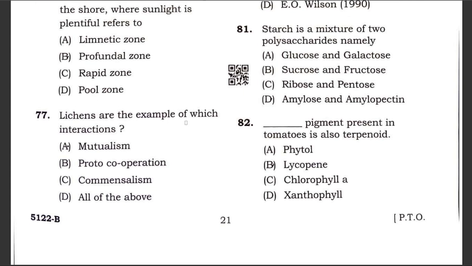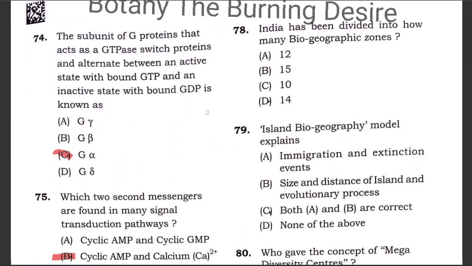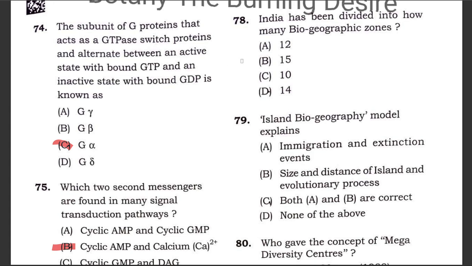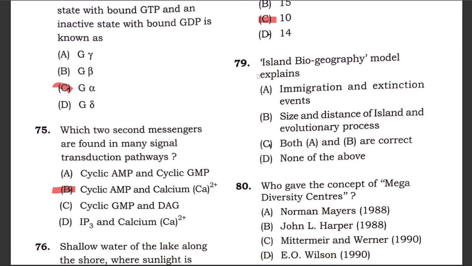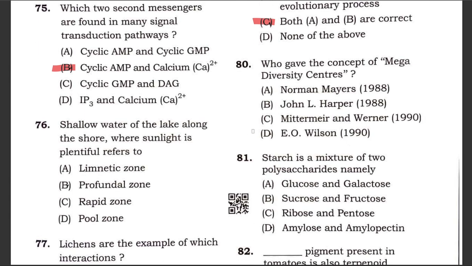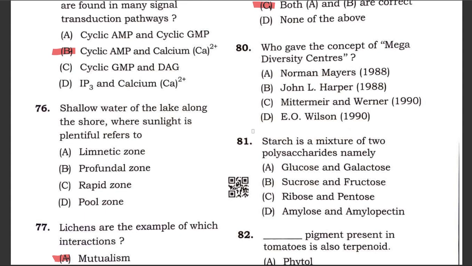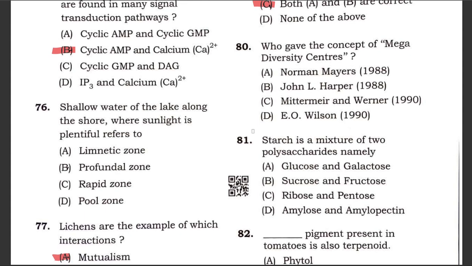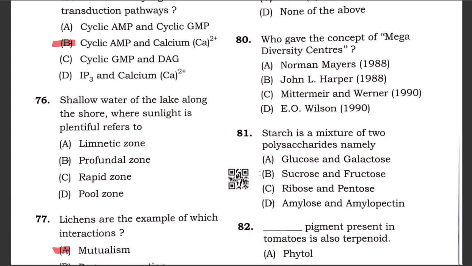Lichens are the example of which interaction? Of course, the mutualism. Then India has been divided into, not 12, only 10 biogeographic zones. Island biogeography models explain both size, immigration, distance, and extinction events. Who gave the concept of mega diversity center? It was given by Norman Myers.